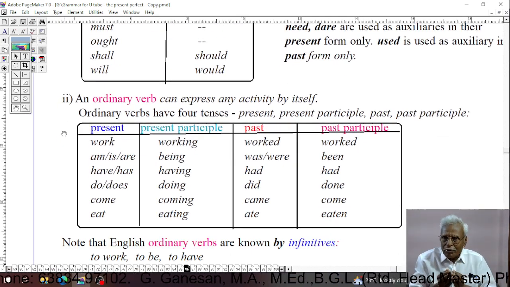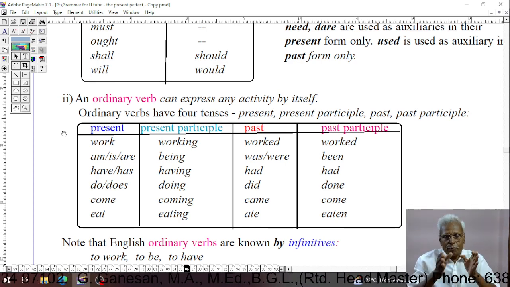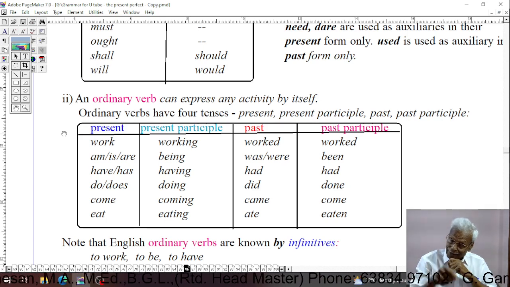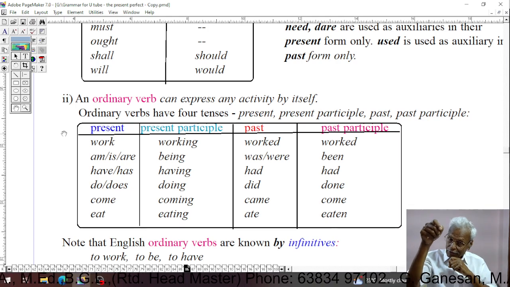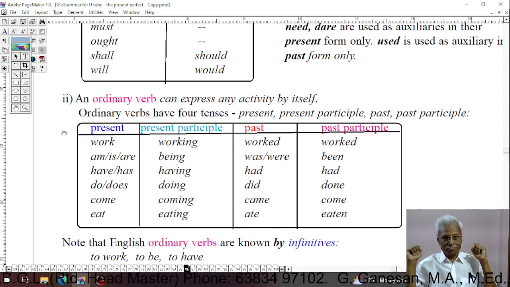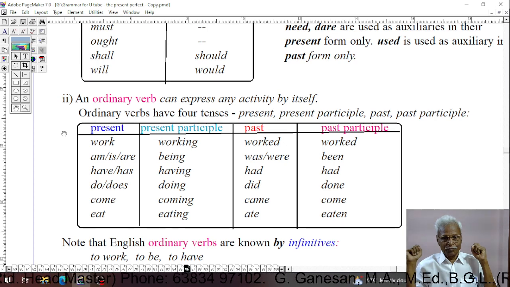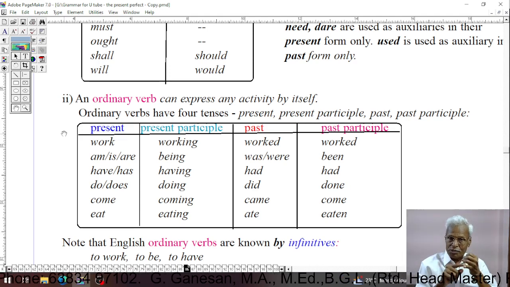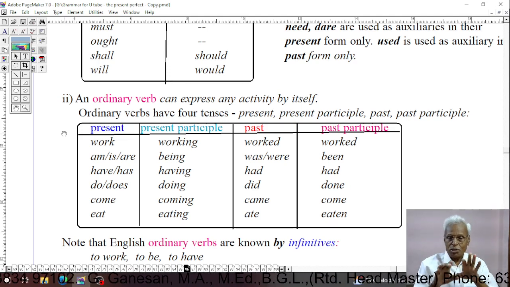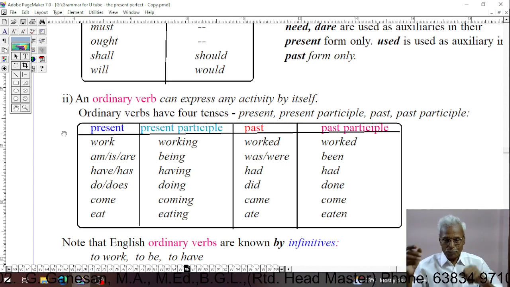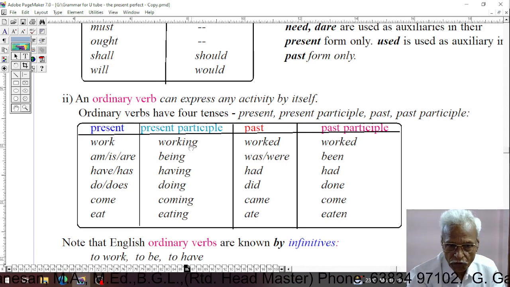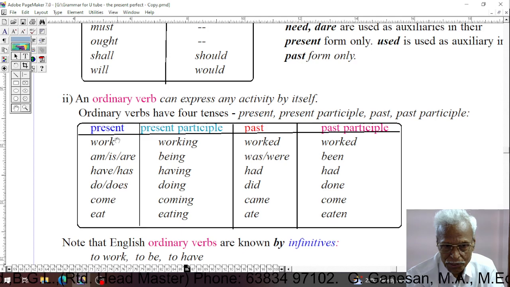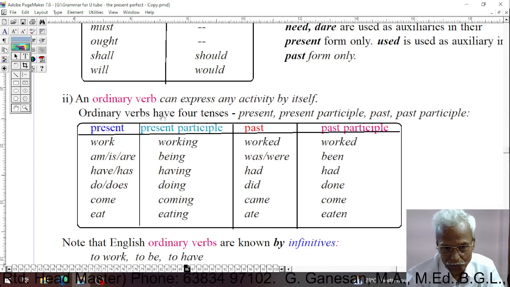An ordinary verb could act itself independently. An ordinary verb has four forms: present tense, present participle, past tense and past participle. Work, working, worked, worked. Similarly, all these verbs.